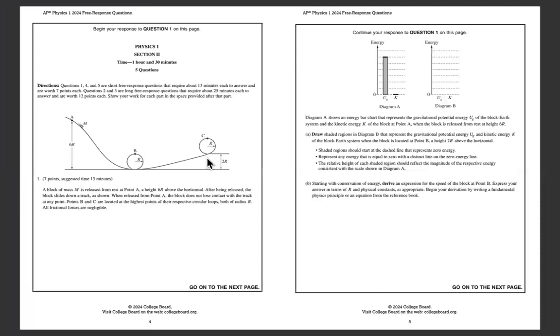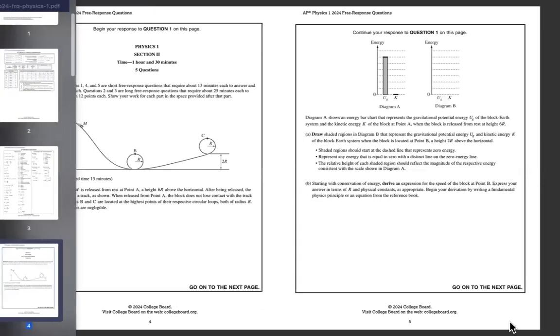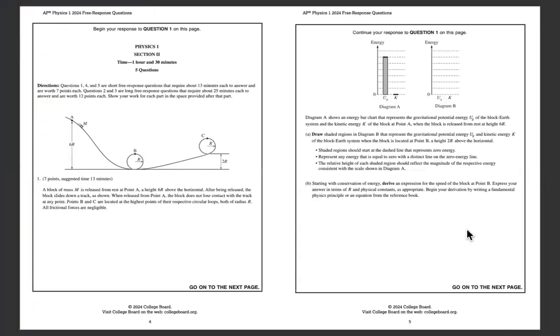So it looks like what we have here is a block released from rest at a height of 6r, which does not lose contact at any point. Question A is asking us to create a bar chart. We have the kinetic and the potential energy at point A, and we're asked to do the same thing at point B. All right, okay, that's easy enough.